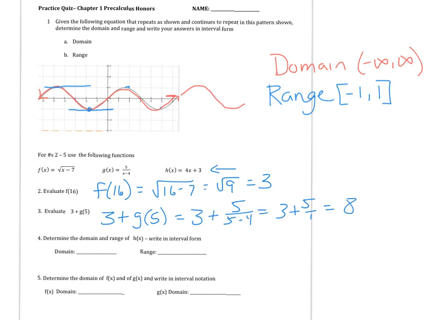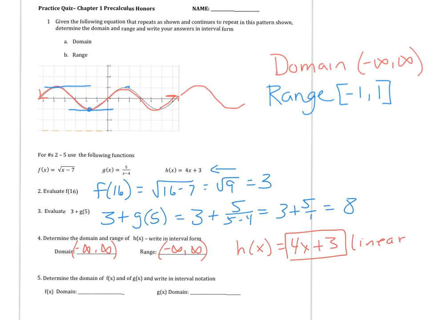So that's the answer. Number 4, determine the domain and range of h of x. Write in interval form. Well, if we look at h of x, it is 4x plus 3. That's a line, that's linear. All lines that are just written in mx plus b form, all linear functions, have a domain of negative infinity to infinity and a range of negative infinity to infinity.